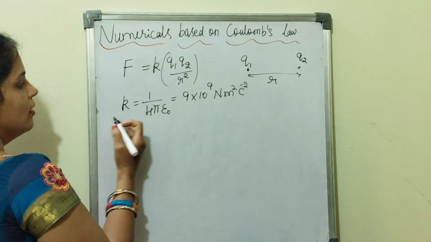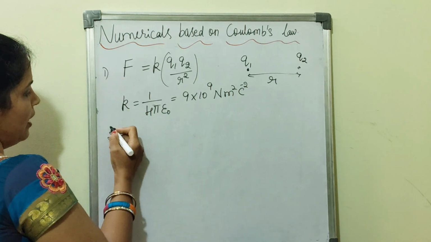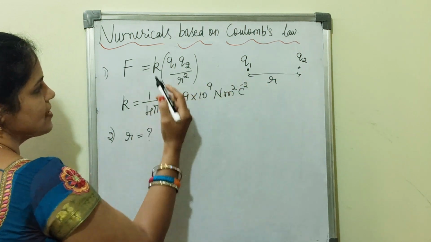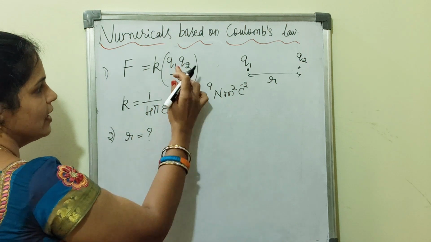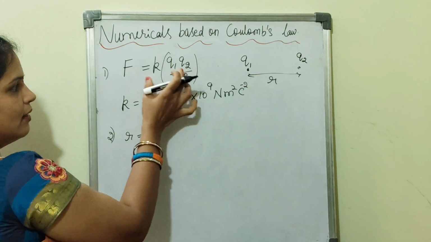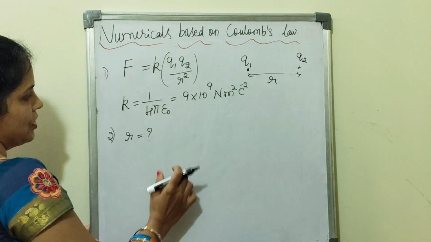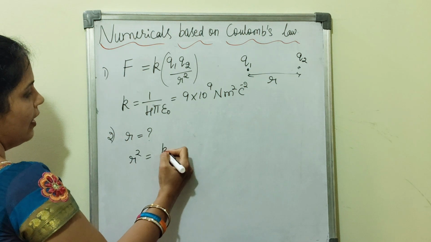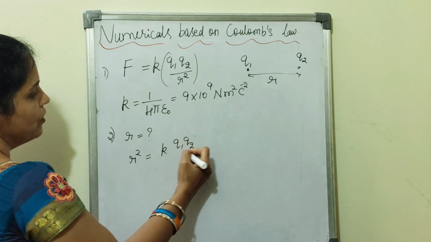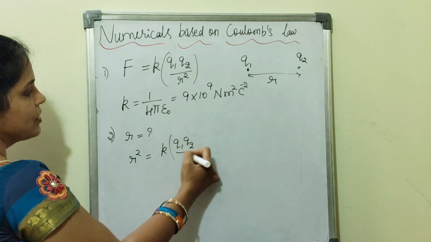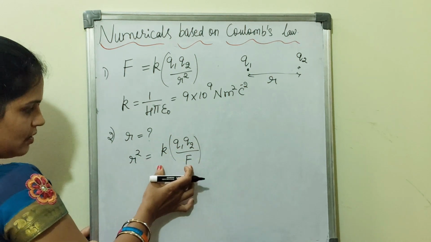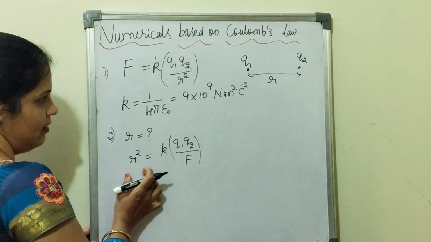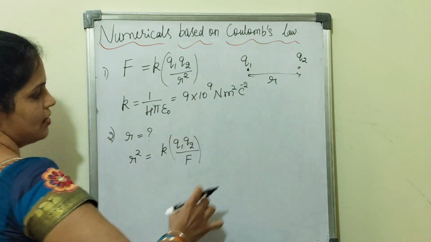Or you may be asked to calculate the distance between two charges if the force is given. The force value and the two charges are given. Then you use the same relation. You can rearrange for r square, so r square is k q1 q2 divided by F. After calculating this, take the square root of this number, then you are going to get the answer for r, the distance between two charges.